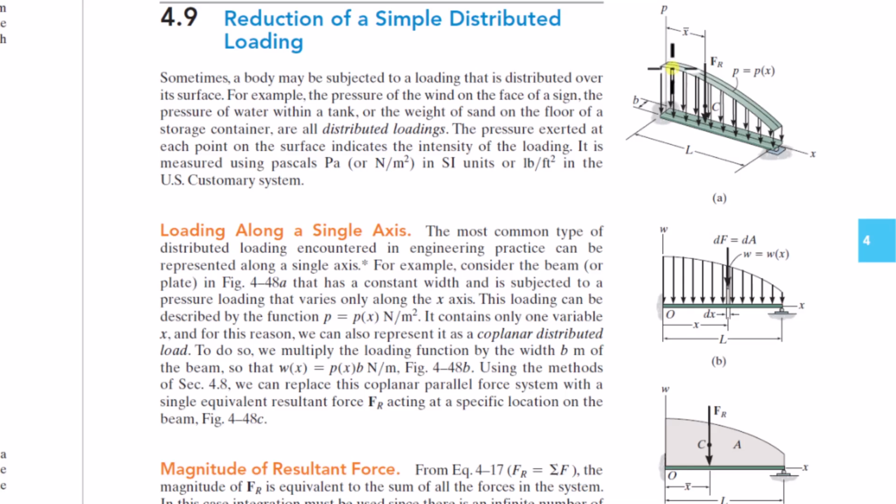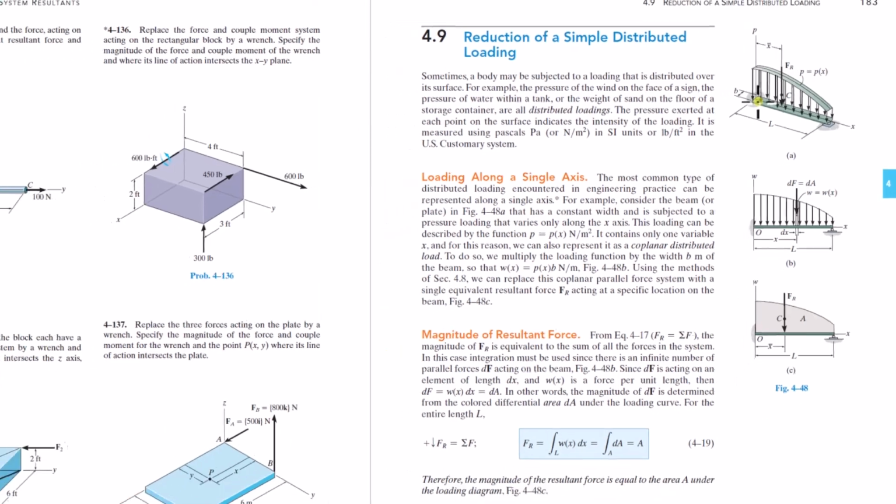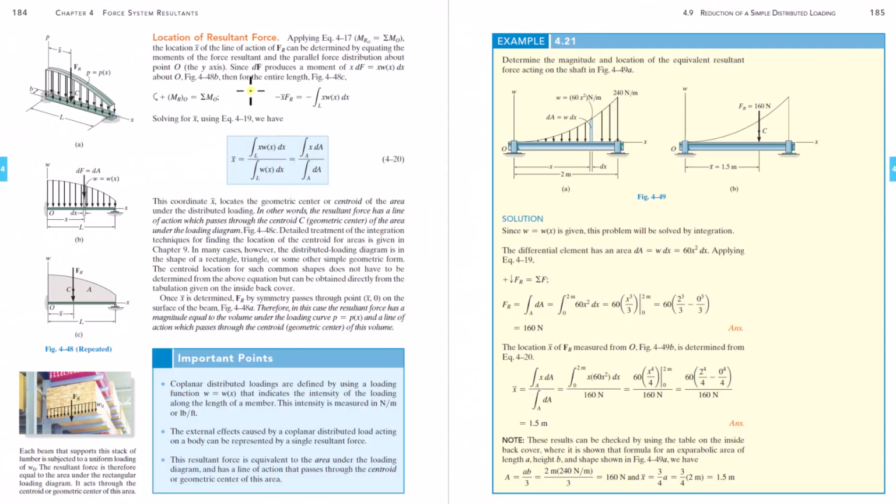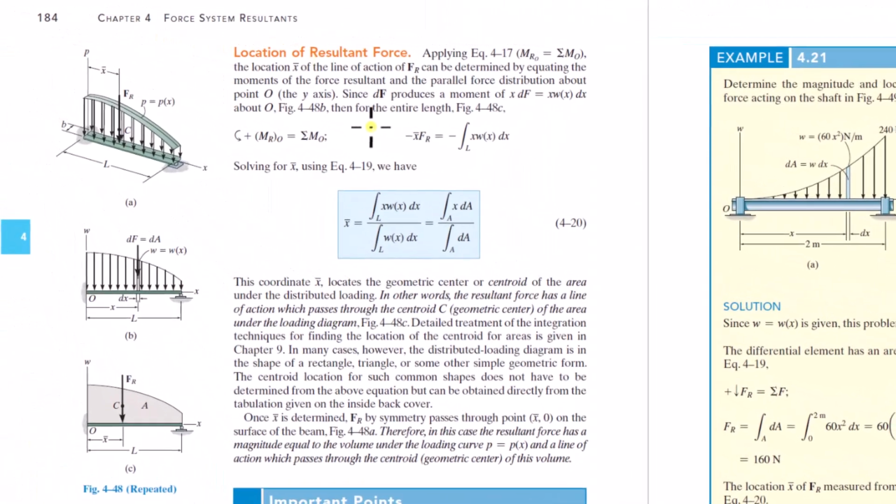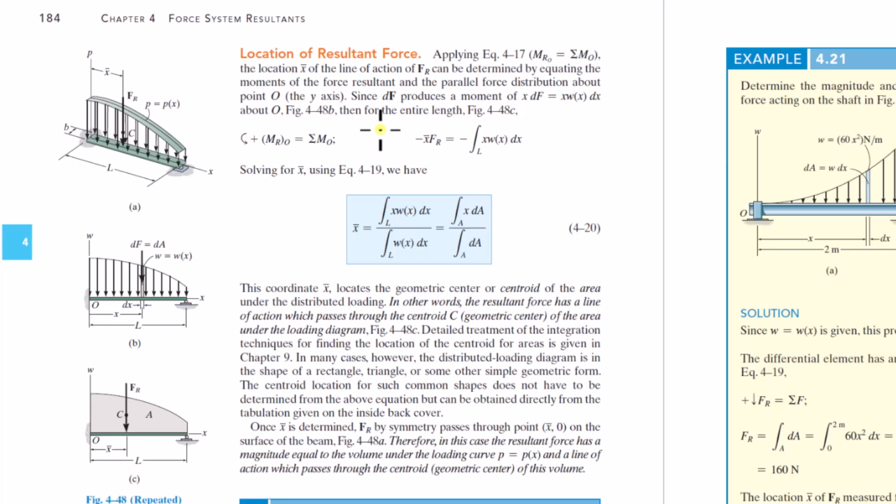Well, we need to find the moment of all of these forces about point O. How do we do that? Well, we do another integration. Take the dF, multiply it times x, right? That's the moment of dF about point O, x times dF, about the y-axis. There is no moment about the x or the z-axis. So integrate across the length x times w(x) dx, and you get the couple moment.